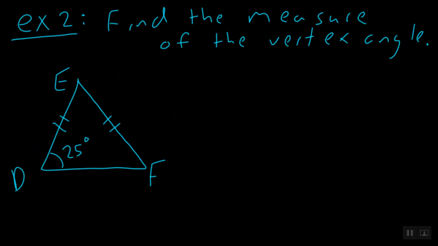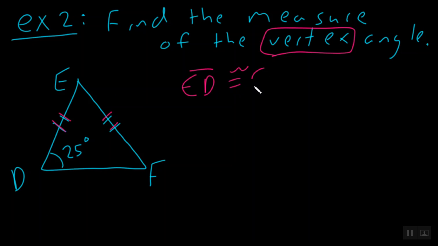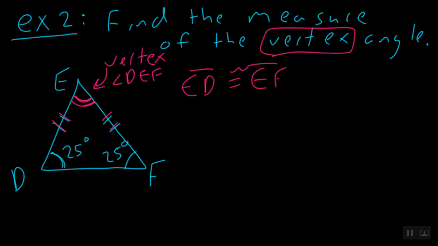Okay, in example 2, it says find the measure of the vertex angle. And so we have to ask ourselves, well, where is the vertex angle of an isosceles triangle? Well, I see these two hash marks, which is telling me that ED is congruent to EF. And so, of course, this right here must be our vertex angle. So this is what we are trying to find. And by the way, our vertex angle could also be represented by angle DEF. Okay, so what are we going to do? What do we know? Well, remember, if this base angle is 25, then this base angle must also be 25.